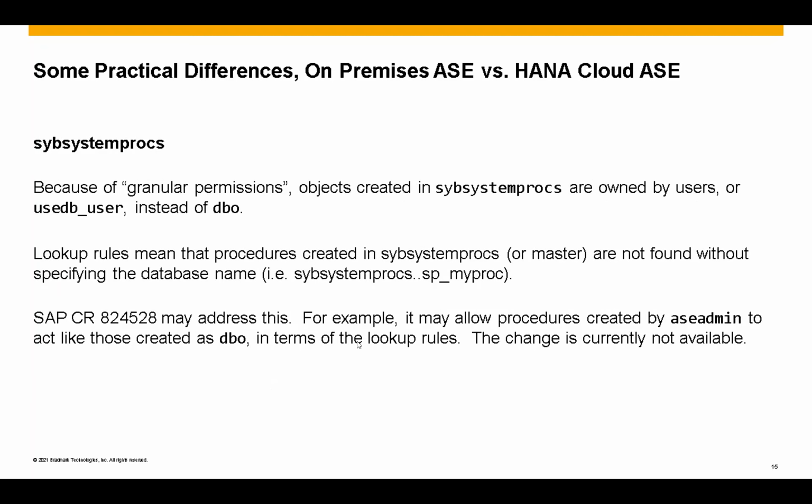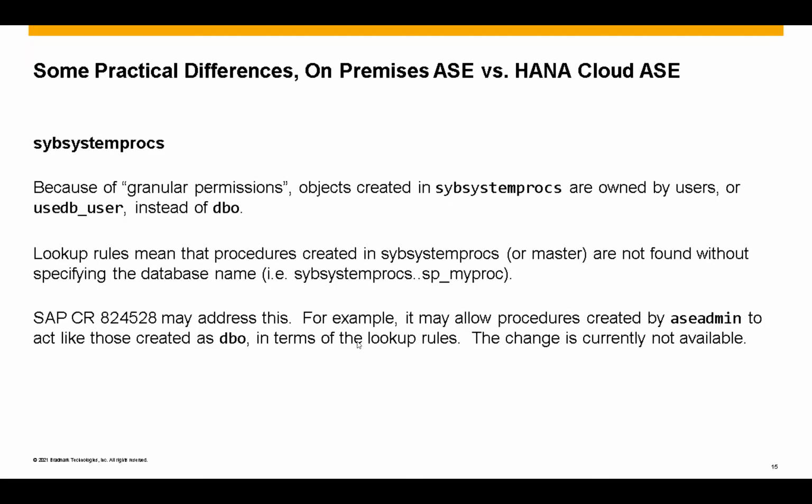One other notable difference between HANA Cloud and the on-premises, currently at least, is the way Sap System Procs is handled in some situations. Because of the granular permissions, items created in Sap System Procs are owned by users or use DB_user, depending on various things, instead of DBO, and that makes a difference for lookup rules. So as many of you know, if you have an ASE, you can create a procedure in Sap System Procs or master, and then you can execute it anywhere. That's no longer possible currently on the HANA Cloud system. So you do have to prefix it with the database name, and that does impact a few things.